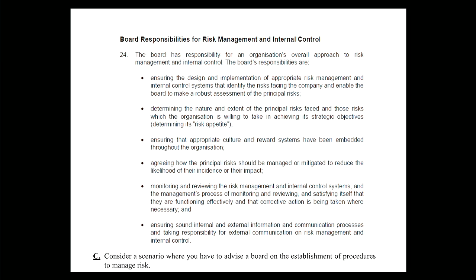So the board's responsibilities are ensuring the design and implementation of appropriate risk management and internal control systems to identify risks the company faces, right? And remember, the principal risks. Determining the nature and extent of the company's principal risks, i.e. what's your risk appetite? What kind of things can you do? So think about Muddy Waters. Muddy Waters is attacked because of its contract in Albania, in Mexico, and you see them saying kind of disparaging things about this. And so I suppose the board of Muddy Waters would have to decide, what's our risk appetite? Do we go into some countries or not? Because the risk may be too much.